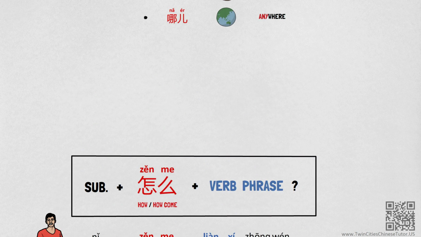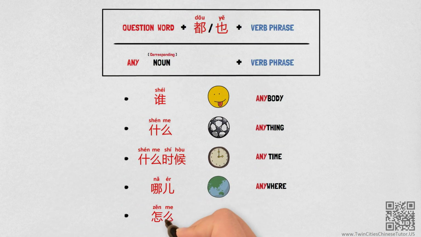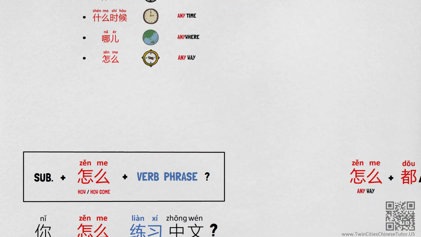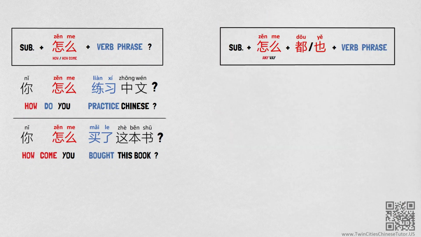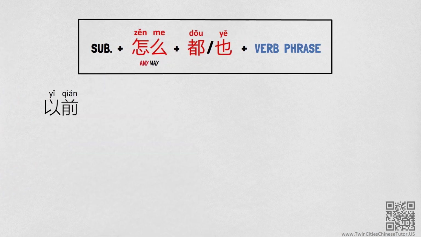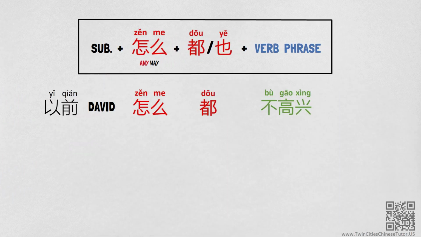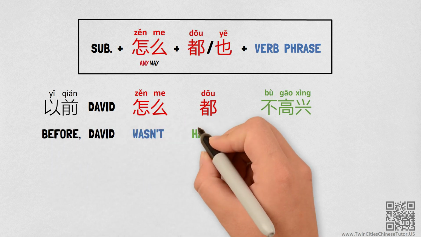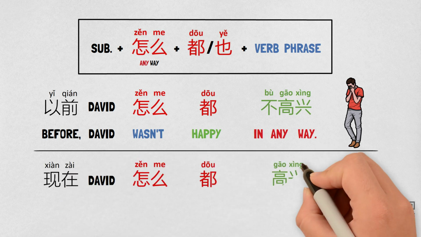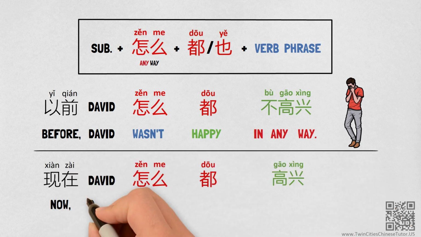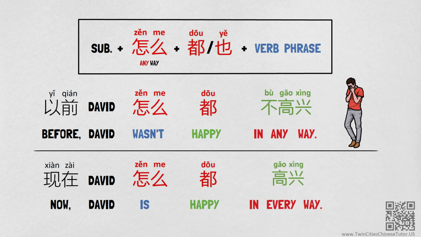Now, in the question word plus do or ye pattern, 怎么 is no longer used to ask questions. Instead, it is used as a placeholder to express every way or any way. But in terms of sentence structure, we'll still place it before the verb phrase just like we do in questions. For example, if I say, 以前 David 怎么都不高兴, that means before David wasn't happy in any way. If I say, 现在 David 怎么都高兴, that means now David is happy in every way.